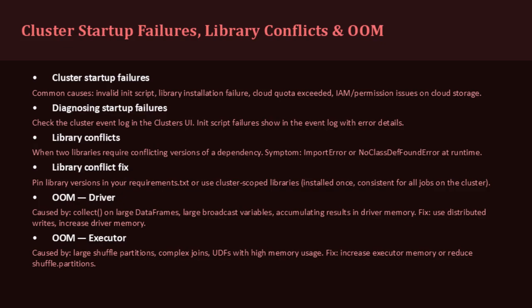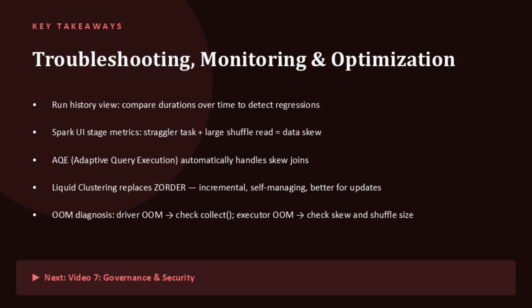So here is the practical takeaway. Use cluster scoped pinned libraries rather than ad hoc notebook installs. And always distinguish driver out of memory, where you check collect first, from executor out of memory, where you check skew and shuffle size first. So recapping section 6 here, the run history view lets you compare durations over time to catch regressions.